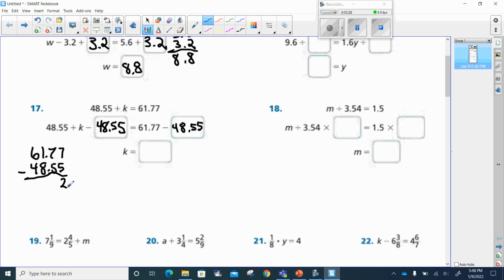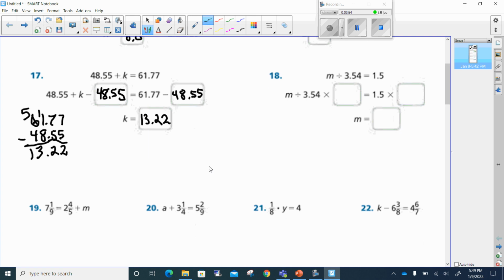That's going to be a 2. That's going to be a 2. We'll have to borrow one here. 8, 9, 10, 11, so that'll be 3. And 5 minus 4 is 1. The answer has to be, well, we keep the sign with the bigger number, and that was positive. So 13.22.